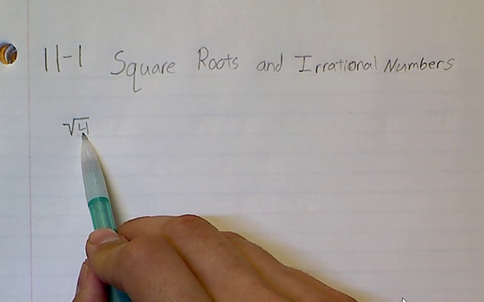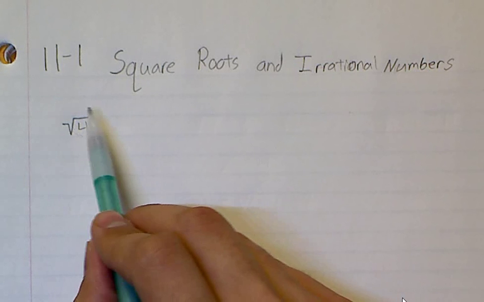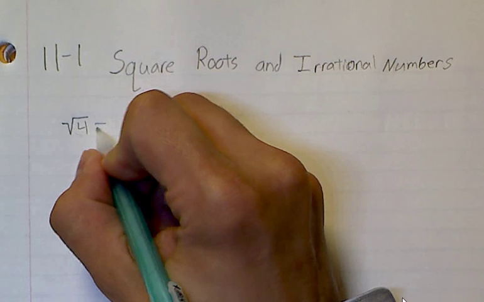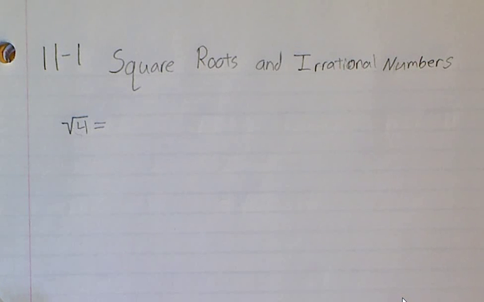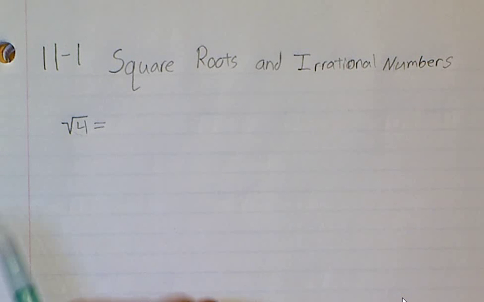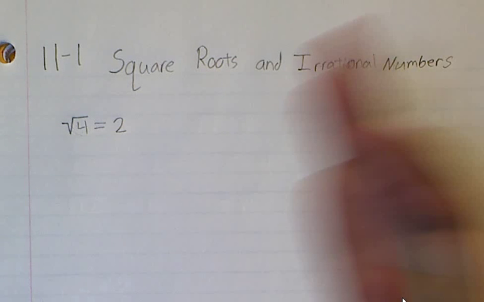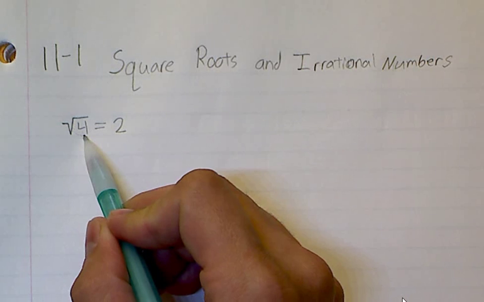Now, what we're told to do is simplify the square root of 4. To simplify the square root of 4, you just ask yourself a very simple question. What number times itself equals 4? What number, if I multiplied it by itself, would give me 4? Well, that would be 2, because 2 times 2 equals 4. Follow along so far?